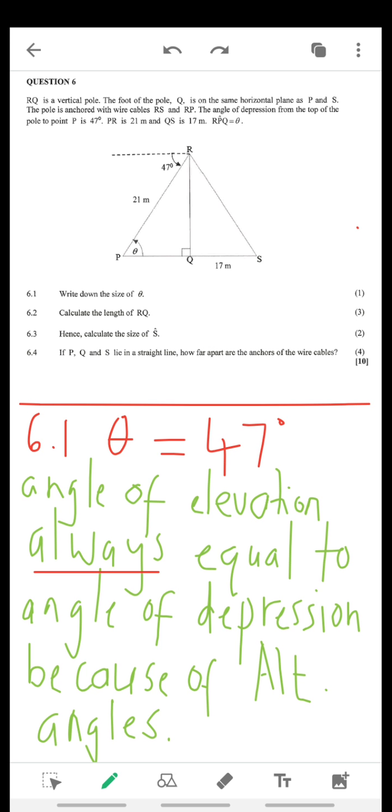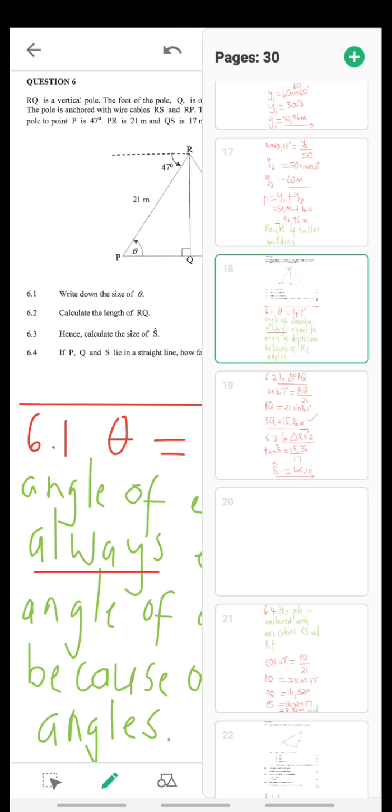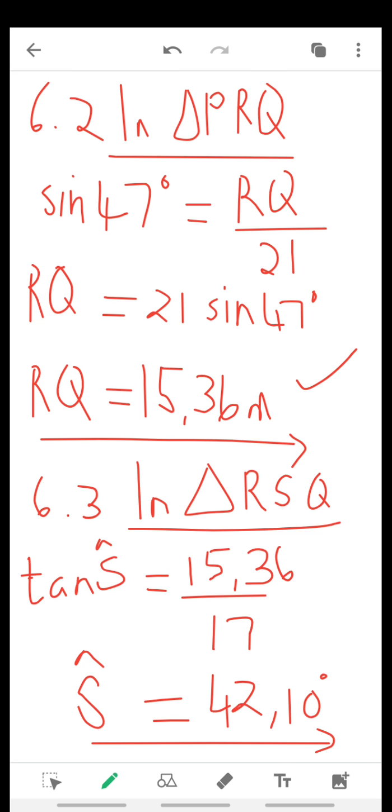Remember now, we know what this is, and then we know what this is. So I've got 2 lengths. I've got RQ, I've got QS, and I'm looking for this angle here. How does this angle relate to these things? It's opposite over adjacent. And what is that? Tan trig ratio. So let us find angle S. Remember, trig ratios, we use them to find the sides of a triangle and the angles. So tan S equals 15,36 over 17, and angle S is 42,10.